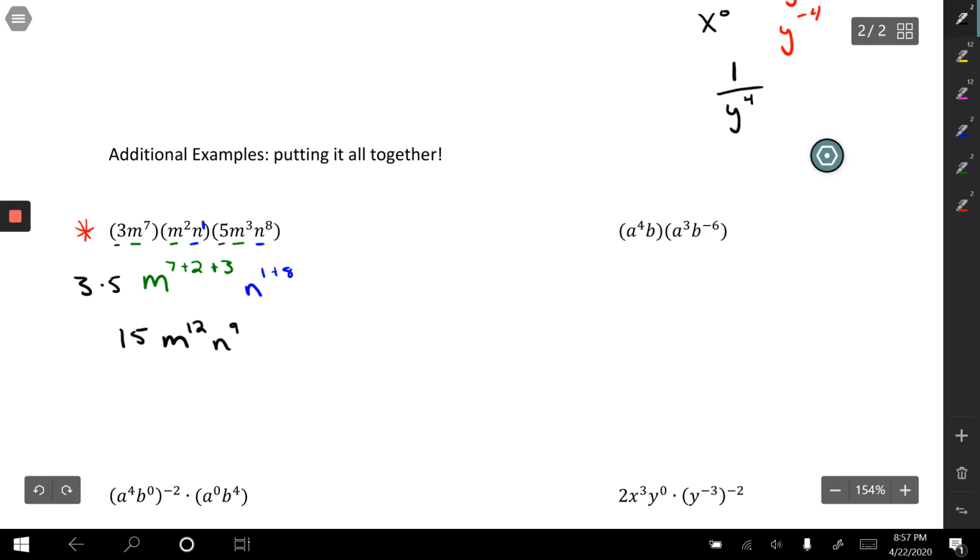Okay, let's check. Any negatives? Nope, no negatives. All my bases are only showing 1 time, and my numbers are as simple as they're going to get. I think we are good to go. That is our simplified answer. Well, let's take a look at this next one over here.